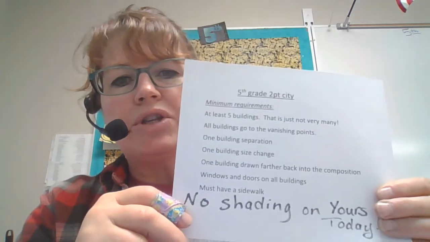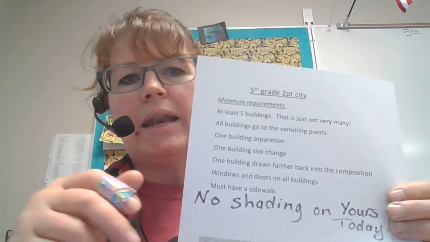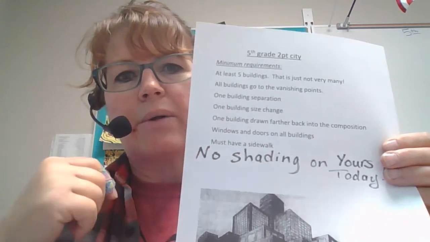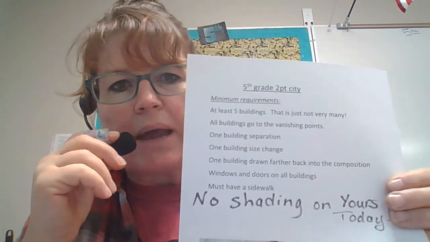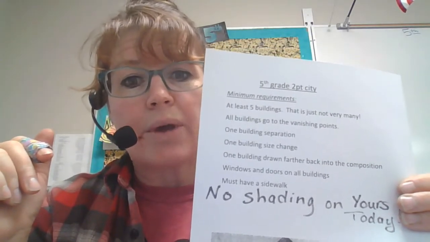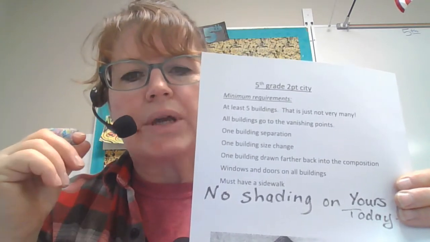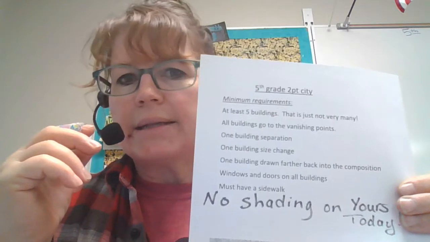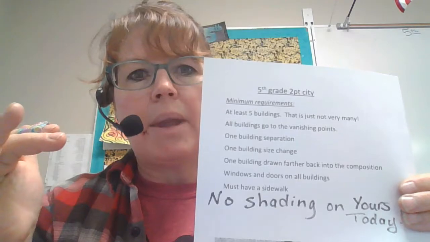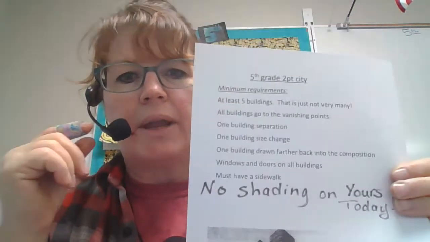You also need to show that one building is drawn further back in the composition. And I'm talking about those buildings that are like right here that are just way, way in the background. And because they're in the background, we don't see the bottom of them. So we don't see a door. We're likely going to see windows though, because the next thing right here says you need to have windows and doors on all of your buildings. I did not say how many. I'm just saying you need to have some windows, and likely a door on a building if it's down here and we can see the bottom of the building.